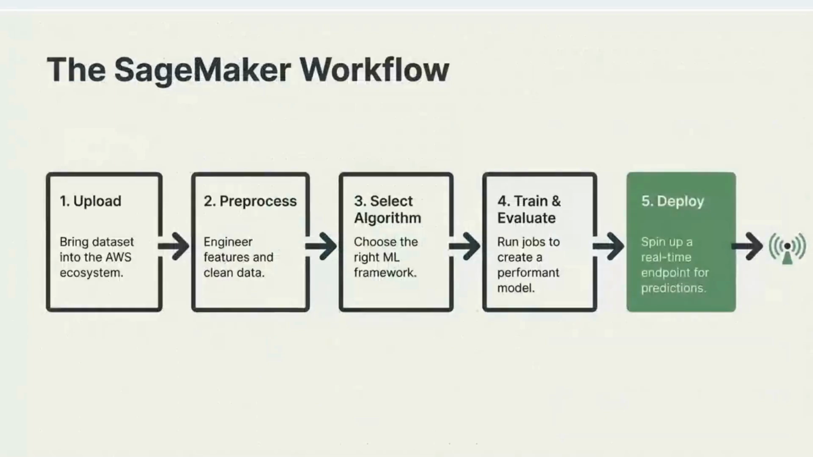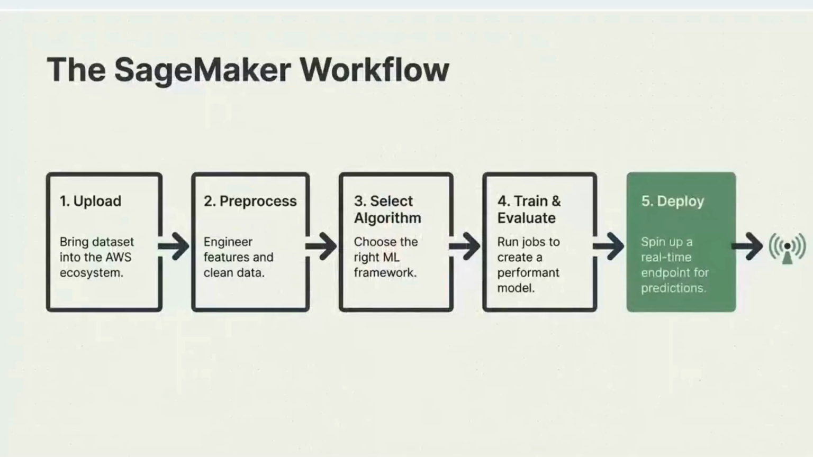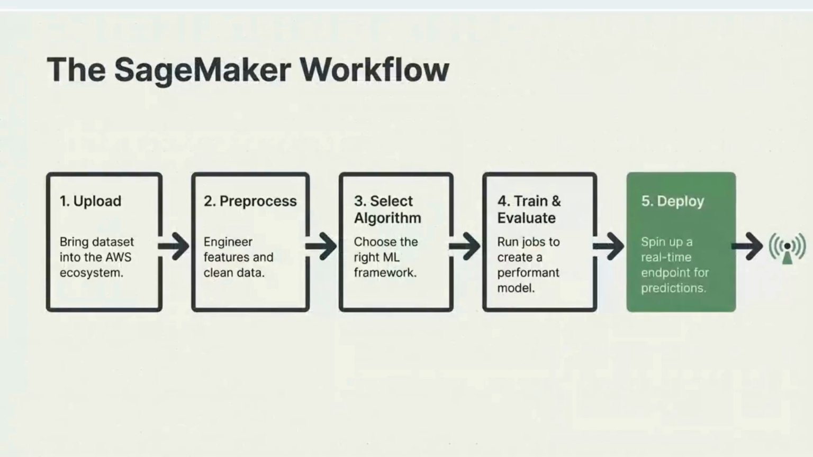Now this is the entire workflow of SageMaker, the first step, the brain. You'll upload the dataset, do the pre-processing, select the algorithm you want to choose, or choose different algorithms and do experiments with hyperparameter tuning. Then you train and evaluate, check how much accuracy you are getting, and after that you deploy it on the endpoint. I'll show you everything practically.